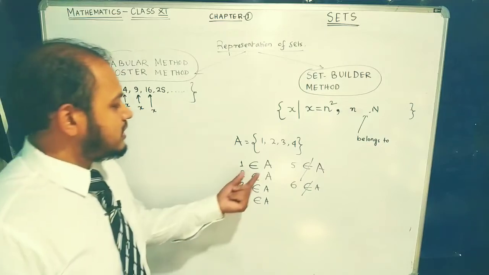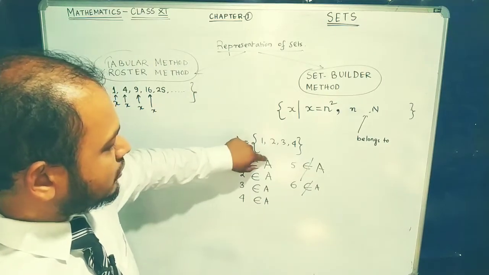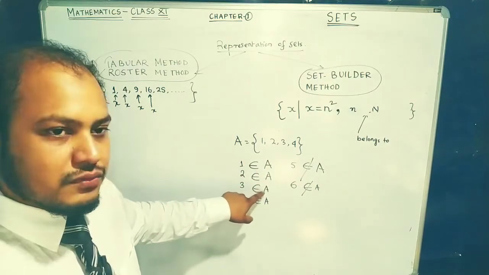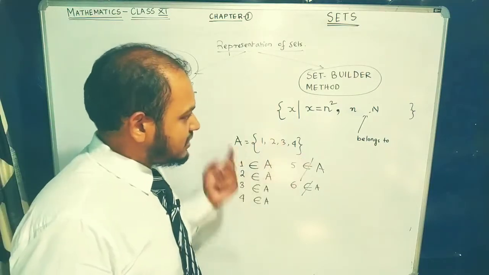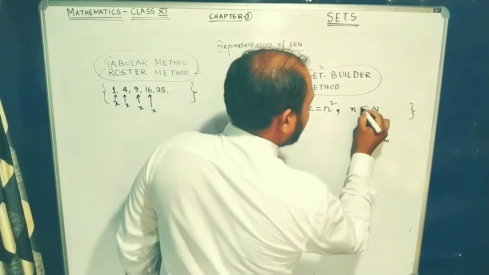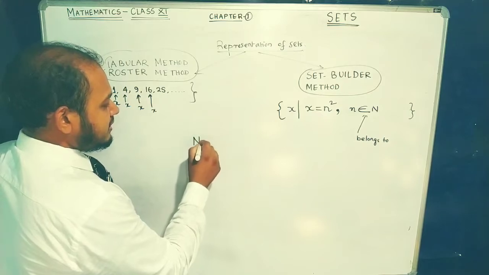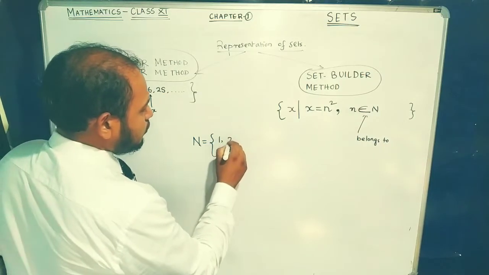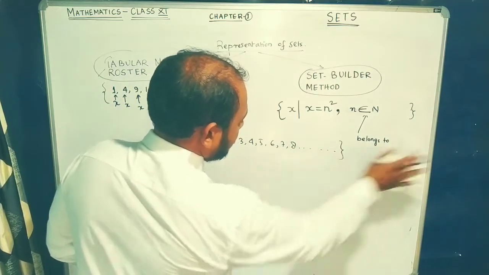So now it must be clear what the belongs to symbol stands for. It stands for some element being a part of some set. 1 belongs to A, 2 belongs to A, 3 belongs to A, 4 belongs to A. So keep this in mind. Now in this example, I have shown you that small n belongs to capital N. Remember, capital N is a standard set. Everybody should know that capital N is a constant set. Everybody uses it, and N is always equal to 1, 2, 3, 4, 5, 6, 7, 8, and so on. It goes on for infinity.